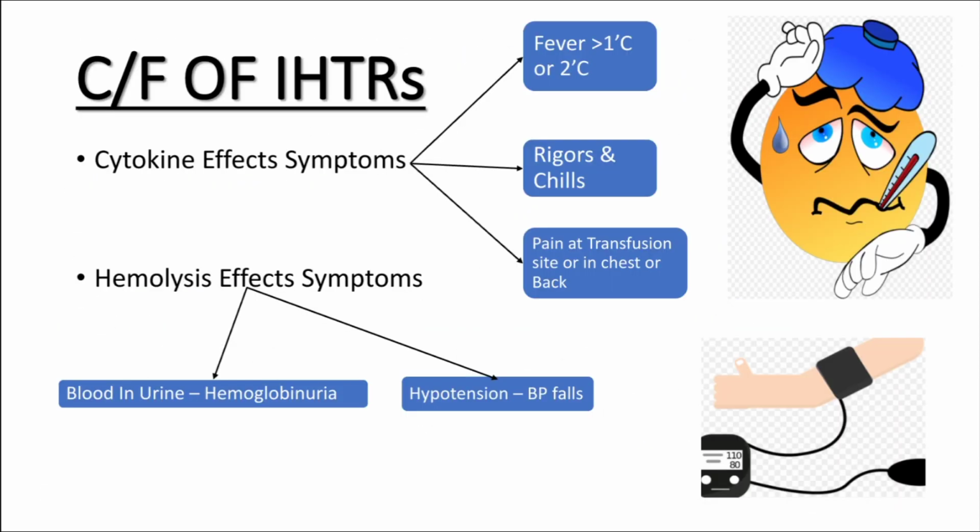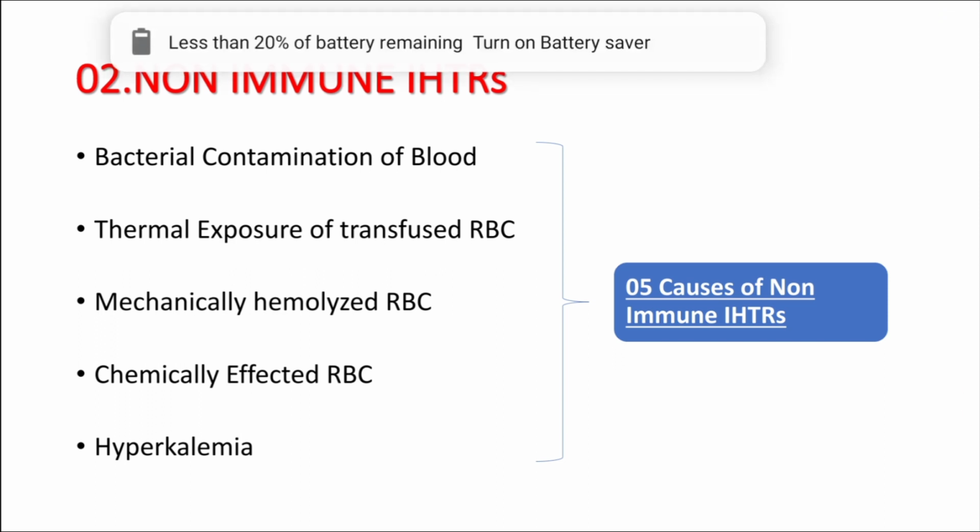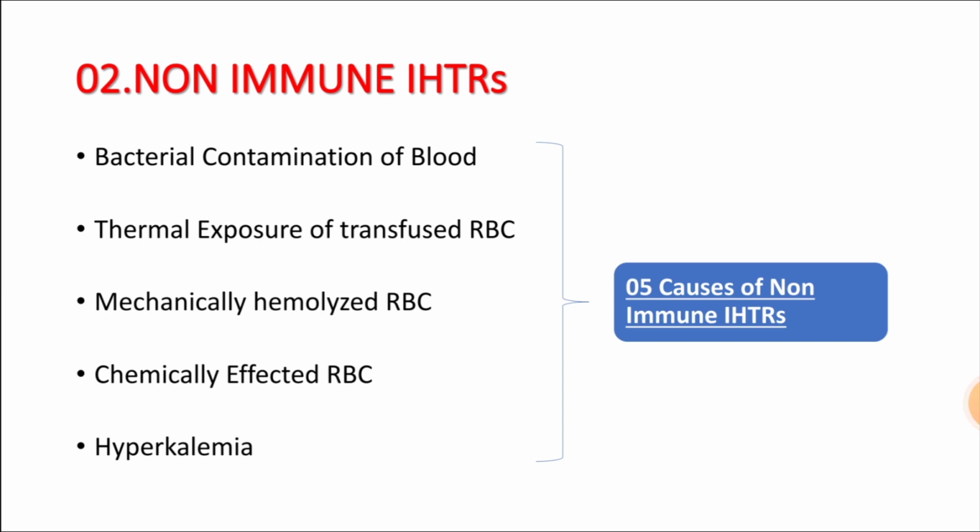Now we will see the second transfusion reaction, that is a non-immune immediate hemolytic transfusion reaction. Here the name itself suggests that the etiology, the underlying cause for the development is not immune, it is a non-immune reaction. So there are basically five causes for the development of non-immune immediate hemolytic transfusion reaction: bacterial contamination, then thermal exposure, then mechanical hemolysis, chemical effect, or hyperkalemia. I will teach you every cause one by one.